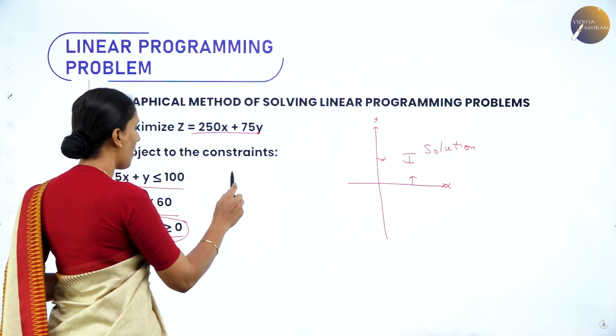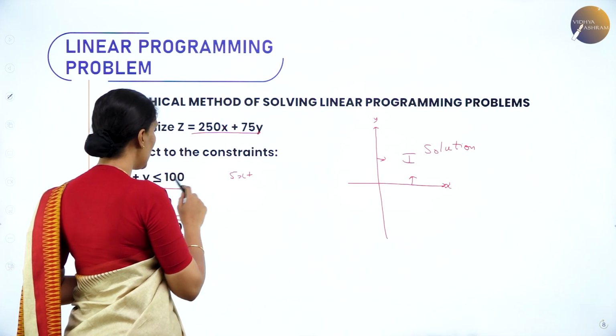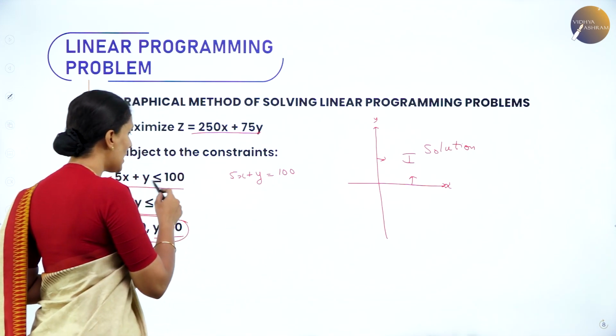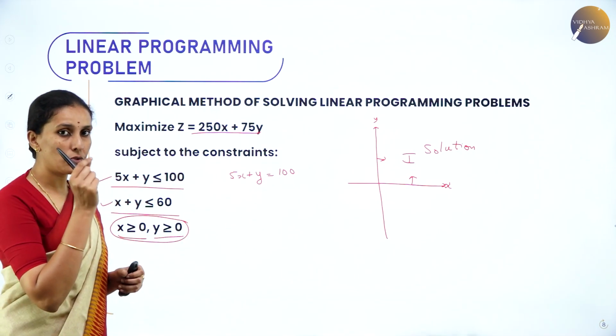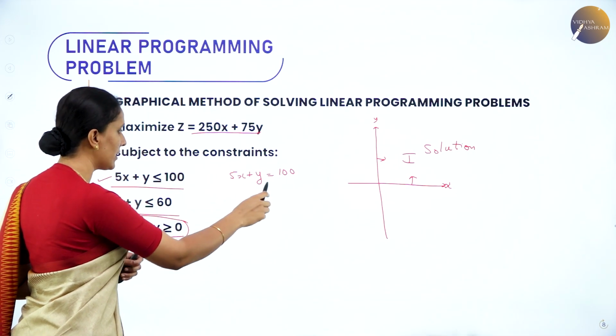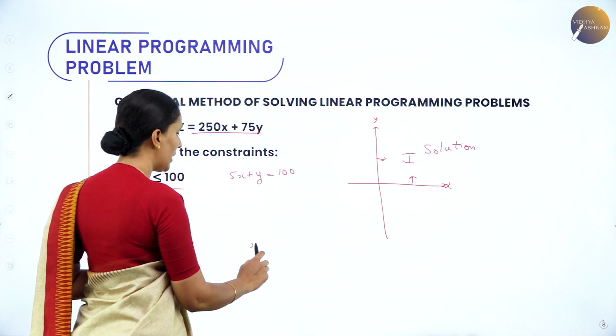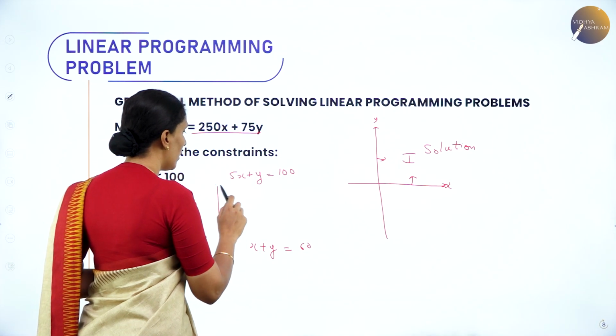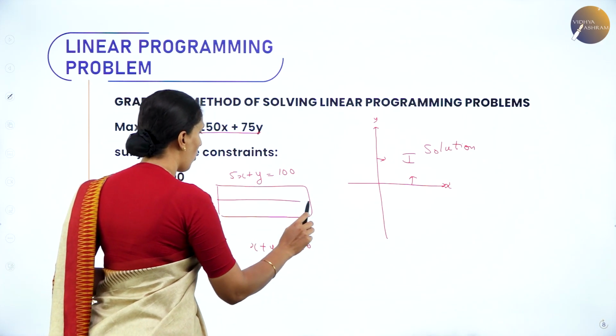For instance, we have 5x plus y equals 100. We are not considering less than or equal to 100. To draw a line, we take the equality sign here. For this also, we will take x plus y equal to 60. We will find the solution and draw this.